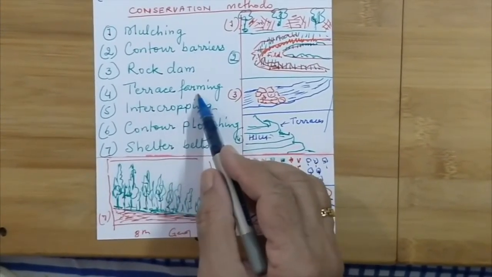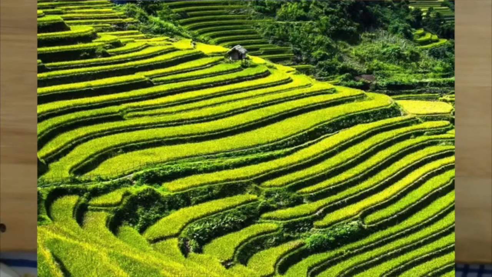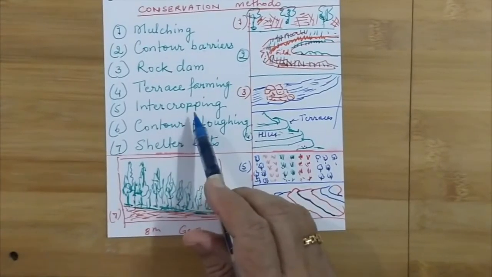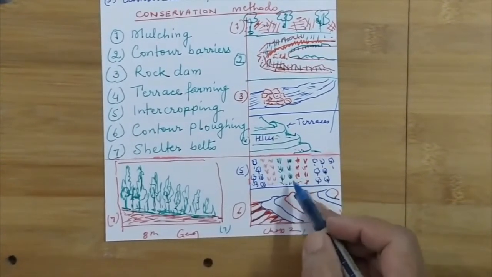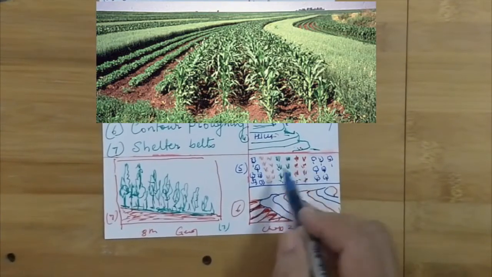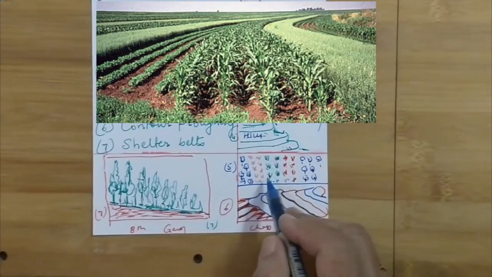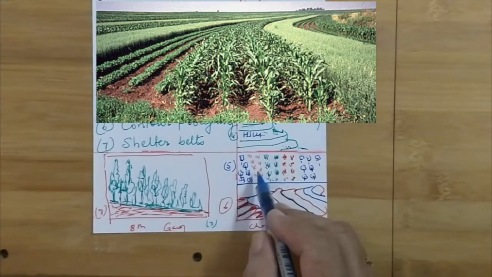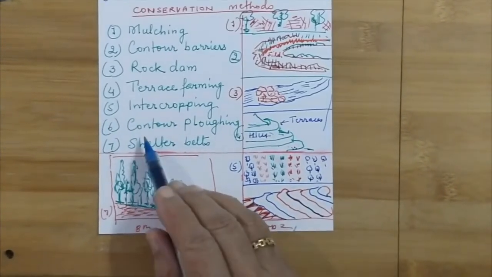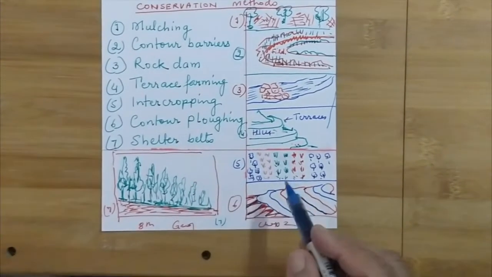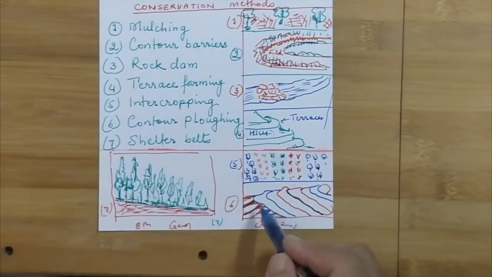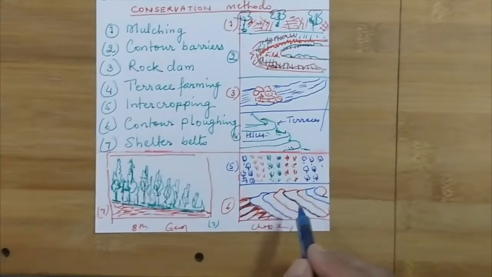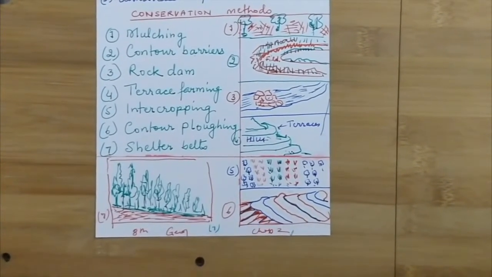Fourth is terrace farming. Terraces are made on the steep slopes so that flat surfaces are available to grow crops. They can reduce surface runoff and soil erosion. Fifth one is intercropping. The name itself suggests that different crops are grown in alternate rows sown at different times to protect the soil from rain wash. Sixth is contour plowing. Plowing parallel to the contours of a hill slope forms a natural barrier for water flowing down the slope.